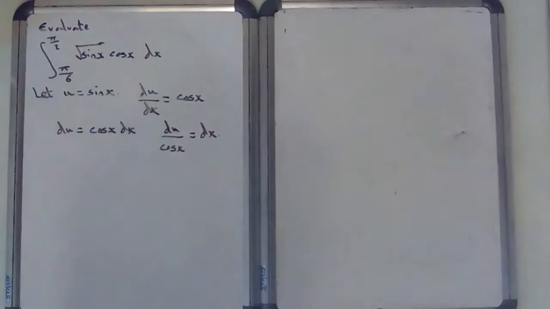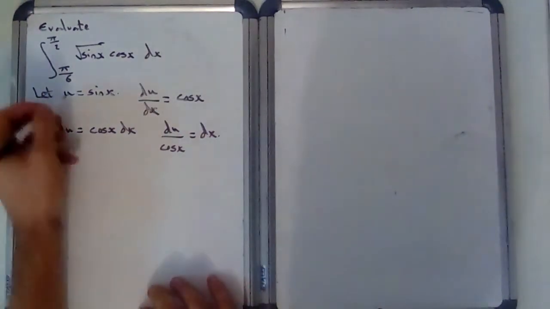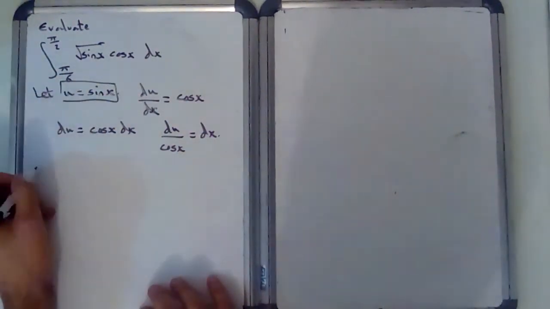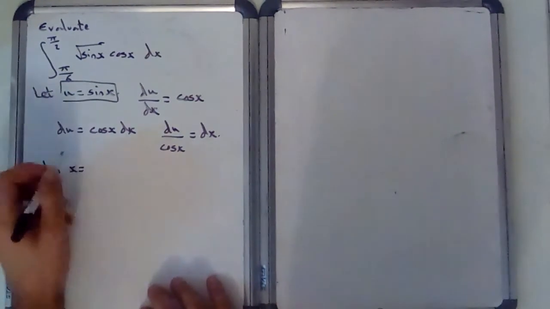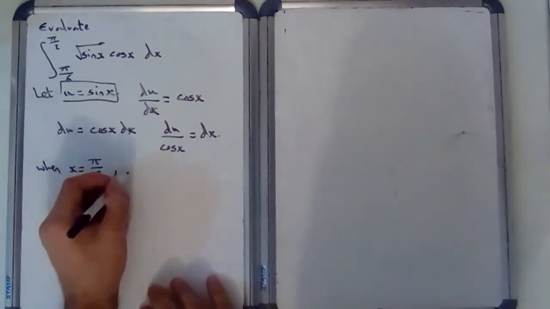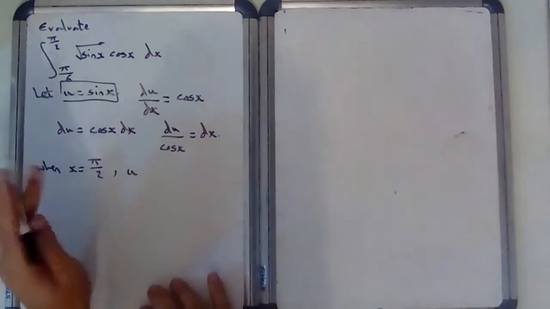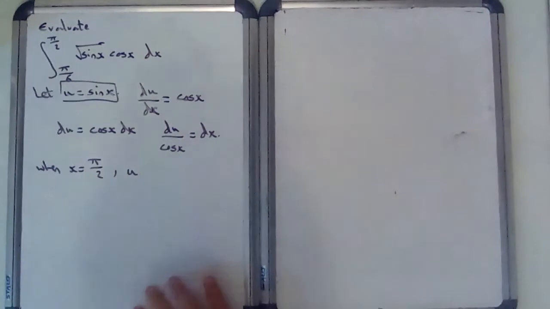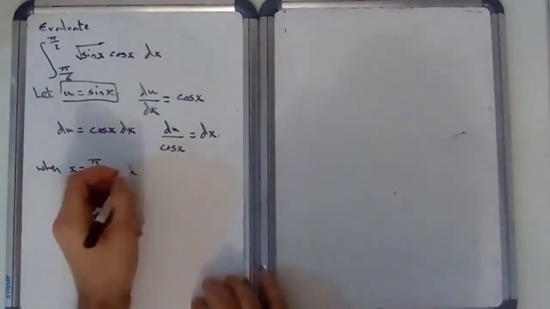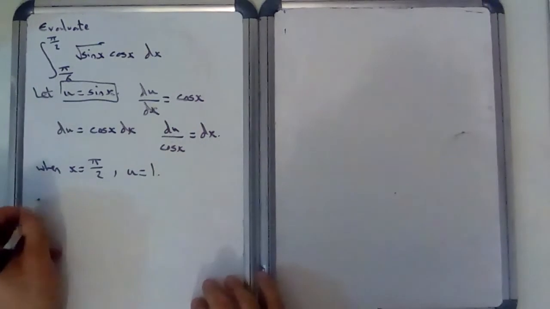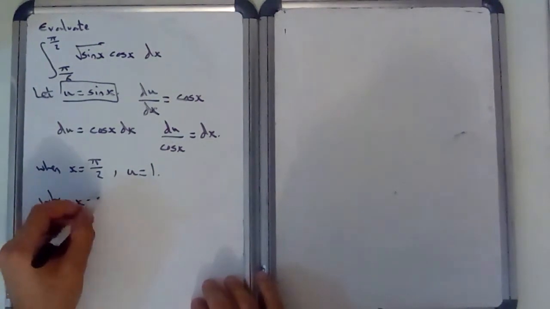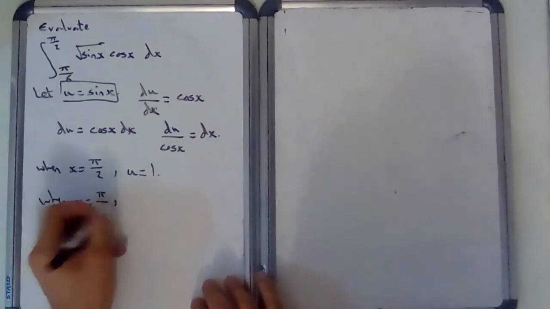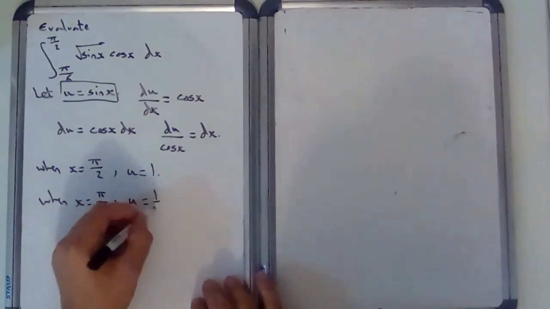But remember, for a definite integral, we don't need to flick it back to x's at the end. So actually, what we can do is change these limits for u's. So u equals sine x. So when x equals pi by 2, what does u equal? Well, pi is 180, pi by 2 is 90, and sine 90 is 1. When x equals pi by 6, pi by 6 is 30 degrees, sine 30 is 1/2, so quite friendly ones.